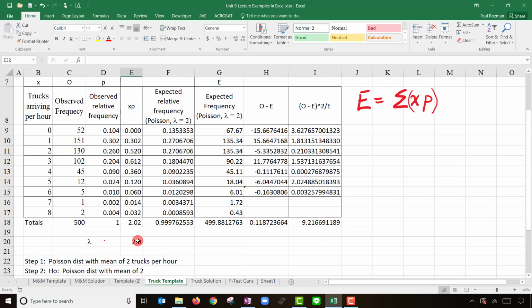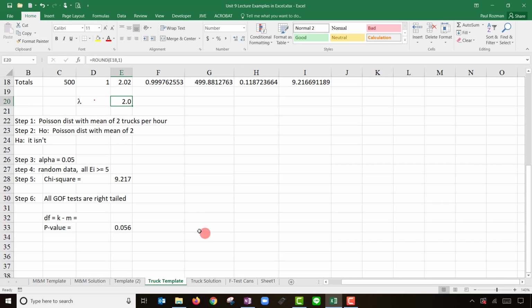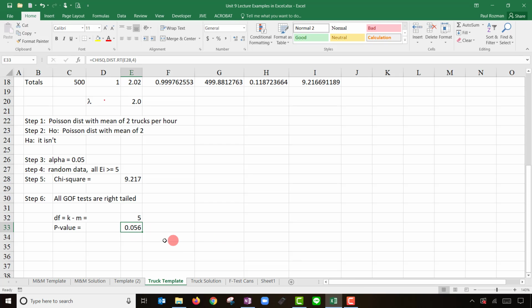So we needed to know 2 things from the data: we got n and lambda. So that's why our m for this one is actually 2. So it's 7 categories minus 2 things. I know that's confusing. When in doubt, put a 1 if you're not sure. It's not usually much more than a couple. Now we can calculate our p-value. I was wrong. It wasn't 4. It was 5. The p-value is kind of big.